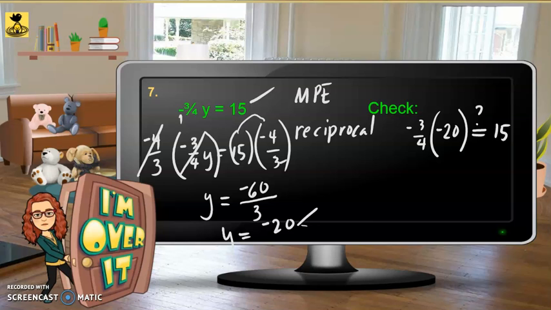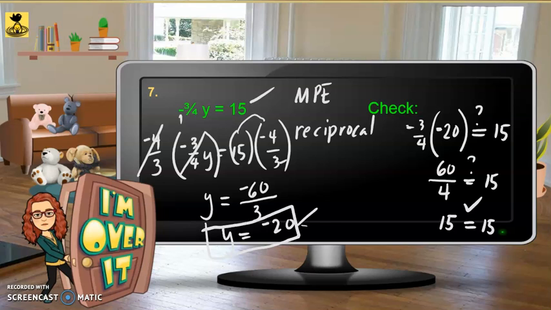Okay, let's solve it step by step. So negative 3 times negative 20. Negative times negative is positive. So positive 60. So positive 60 divided by 4. Is it equal to 15? 60 divided by 4. Is it equal to 15? Of course. So 15 equals 15. So check. So meaning that y here equals negative 20 is correct.